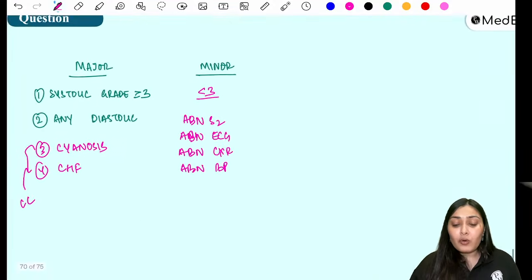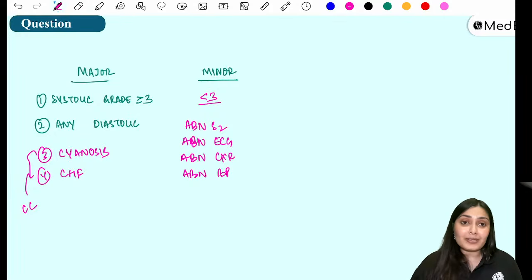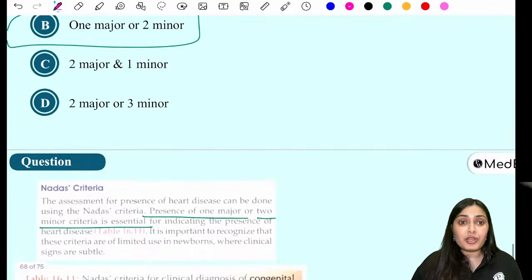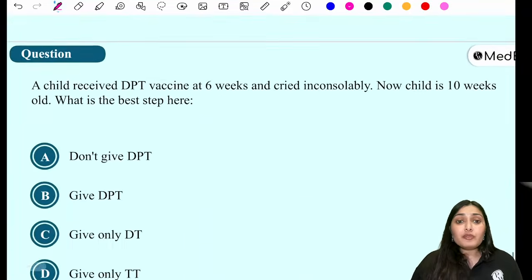So this is how, in suspecting patients with congenital heart disease, we employ this NADA's criteria. Remember, I need 1 major or 2 minor. 1 major or 2 minors. The correct option here is B, 1 major, 2 minor. Let's move to the next question.